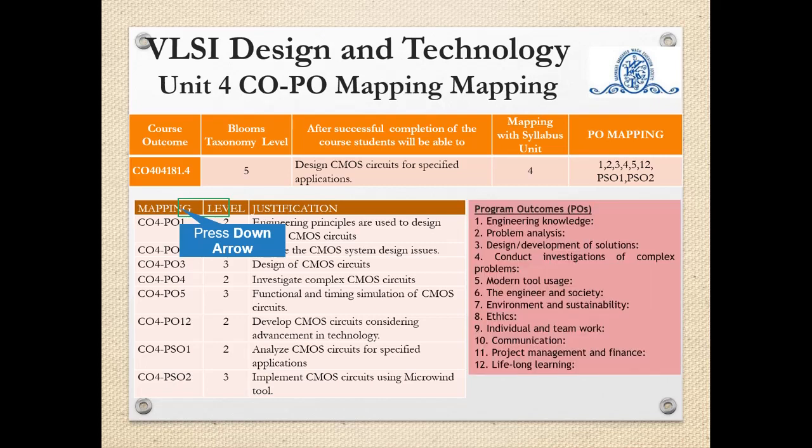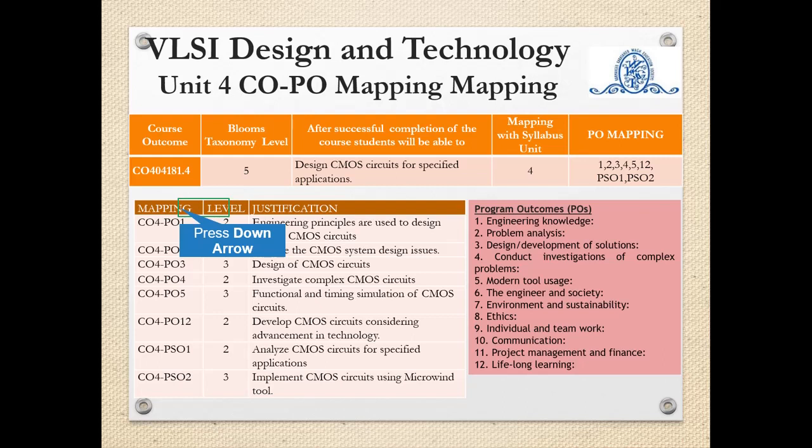The CO is mapped with different POs. It is mapped with PO1 as engineering principles are used to design the various CMOS circuits. It is also mapped with PO2 as it involves the analysis of CMOS system design issues. It is mapped with PO3 because we have to design the various CMOS circuits. It is mapped with PO4 because we have to investigate the complex CMOS circuits.